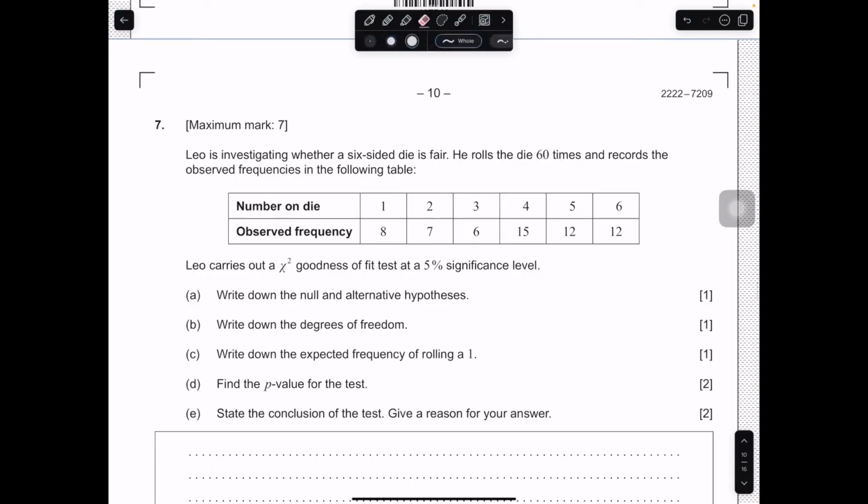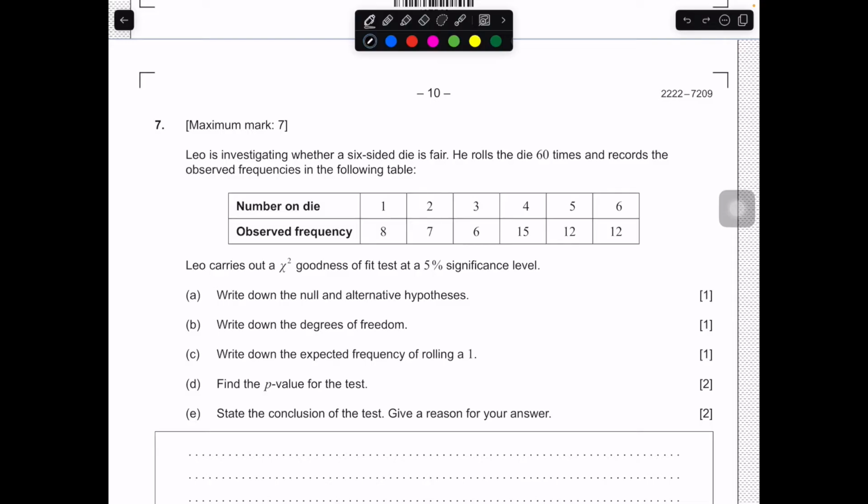All right, question number 7. Leo is investigating whether a 6-sided die is fair. He rolls the die 60 times and records the observed frequencies in the following table. So he gets a 1 8 times, a 2 7 times, a 3 6 times, and so on. Leo carries out a chi-squared goodness of fit test at a 5% significance level.